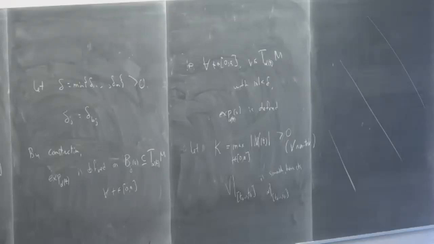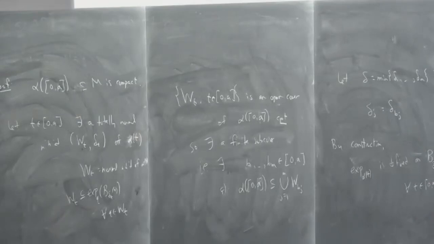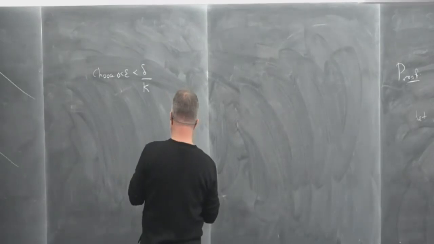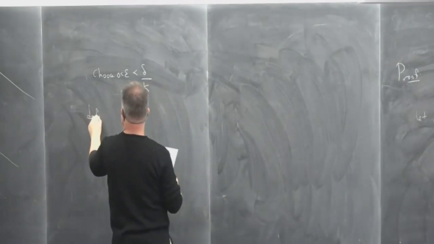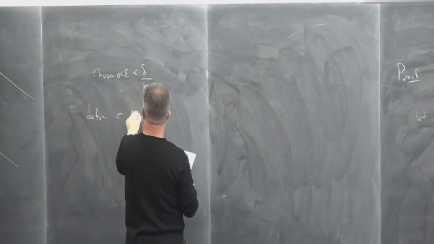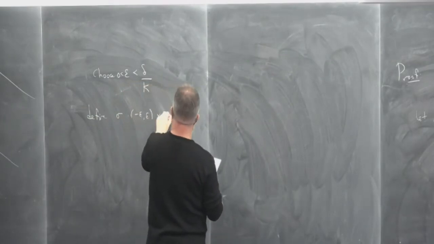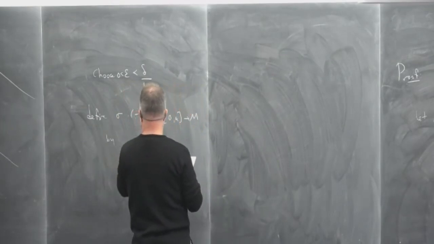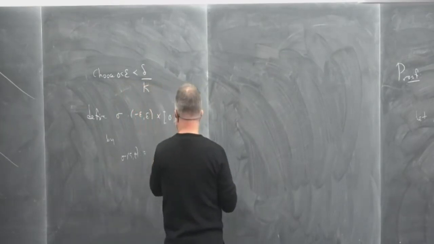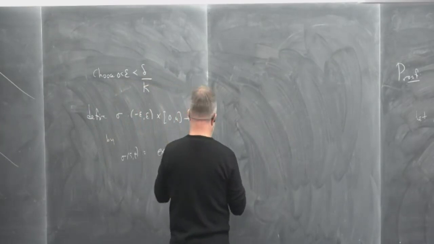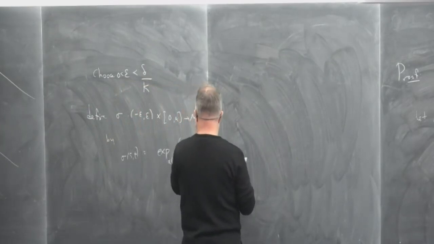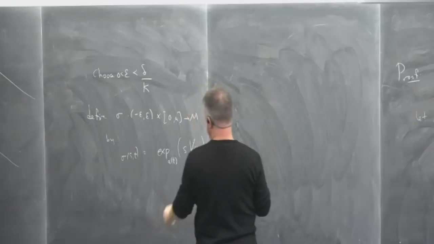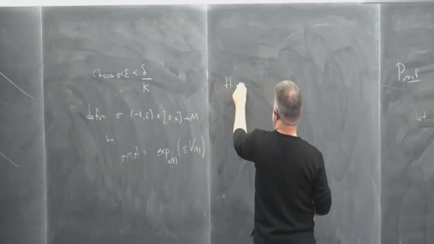Choose some positive epsilon less than delta over K, and define sigma from (-epsilon, epsilon) times [0, A] into M by sigma of s and t: I take alpha of t and I apply the exponential map to s V of t. Okay, this is well defined.